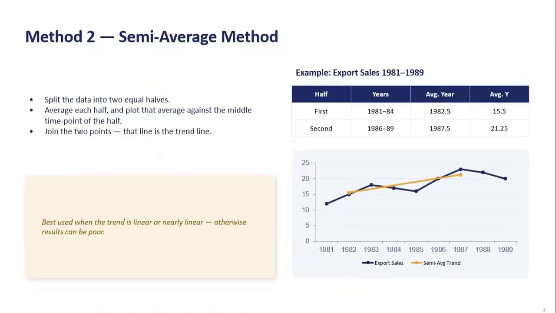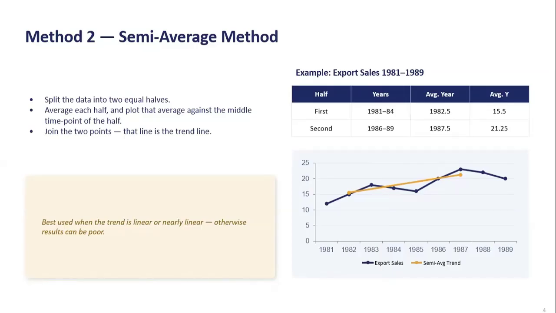Next method is the semi-average method. Here we split the data into two equal halves, early years and later years. We calculate the average of each half and plot each average against the middle time point of that half. Joining these two points with a straight line gives us the trend line. This method is simple to apply, but it can give poor results if the trend is not roughly a straight line. It only works well when the trend is linear or nearly linear.